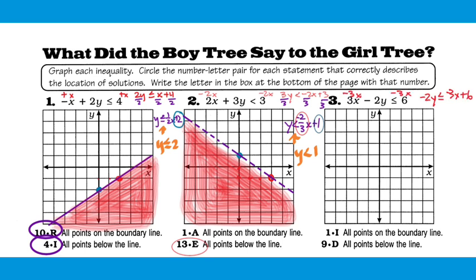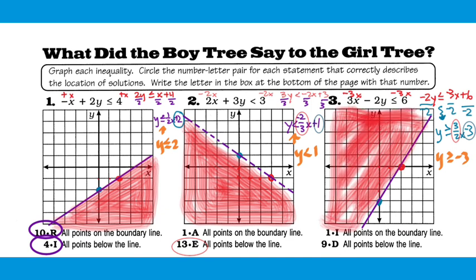Number 3, dividing by -2. Remember, when I divide by a negative or multiply by a negative on an inequality, I flip the sign. Start at -3, go up 3 over 2, and it's everything on the line and everything bigger than. Right?